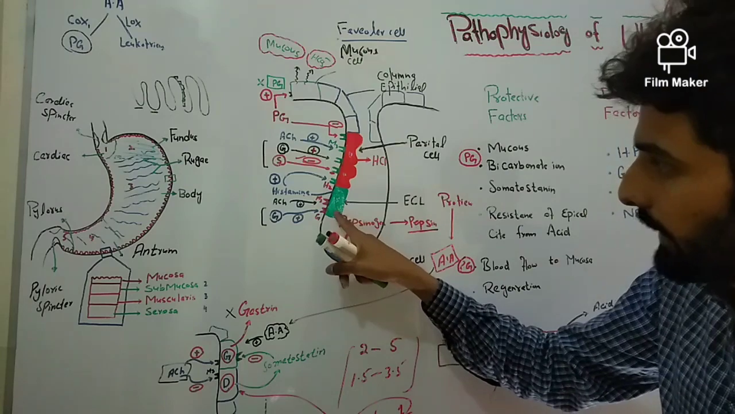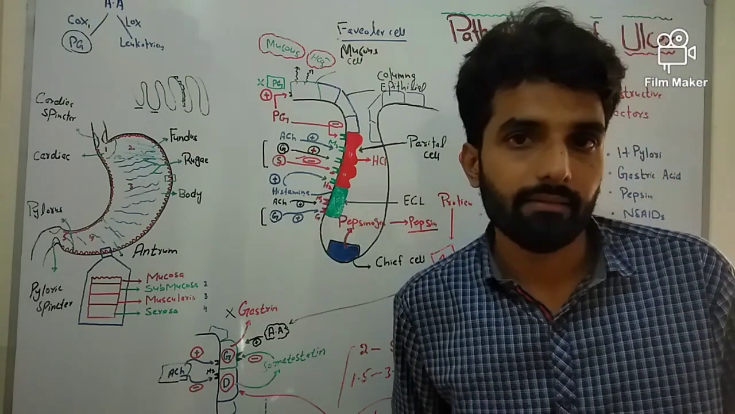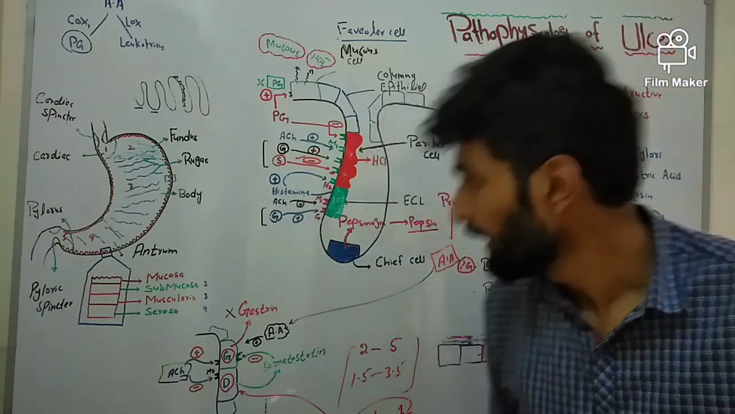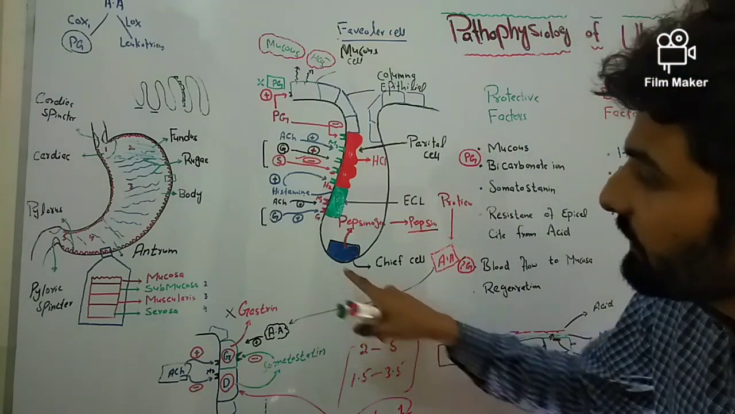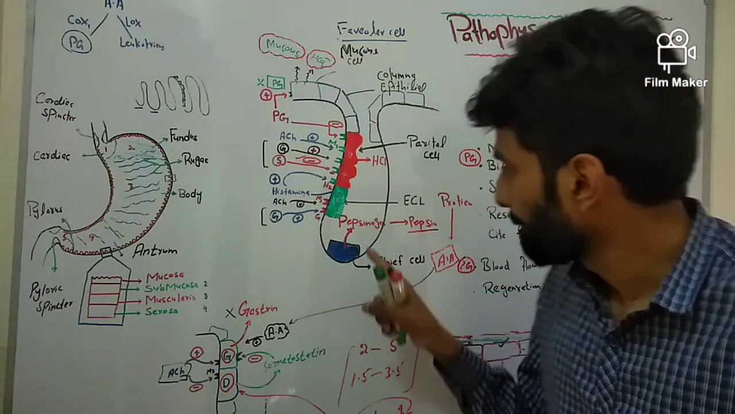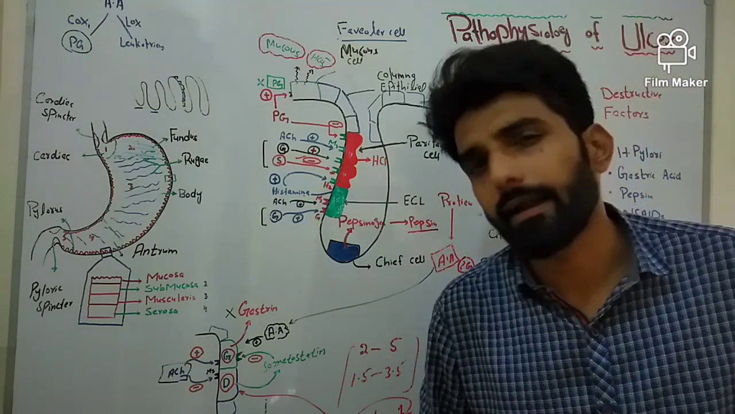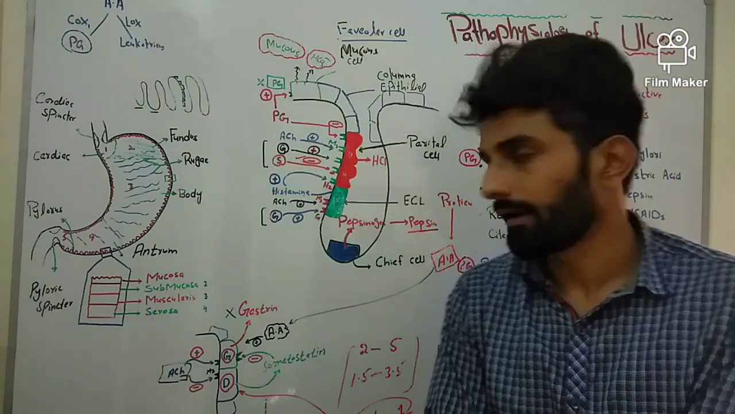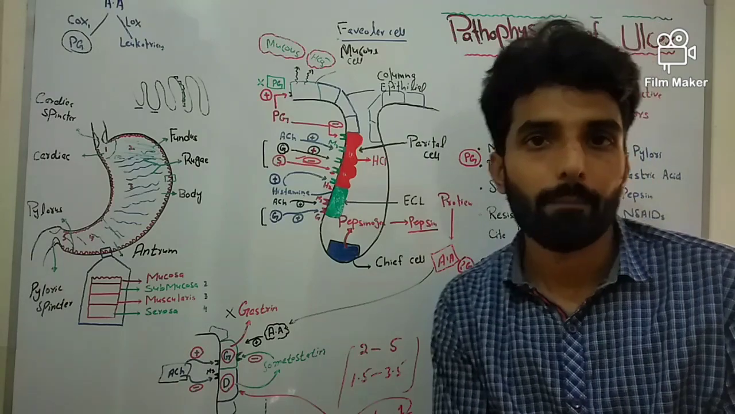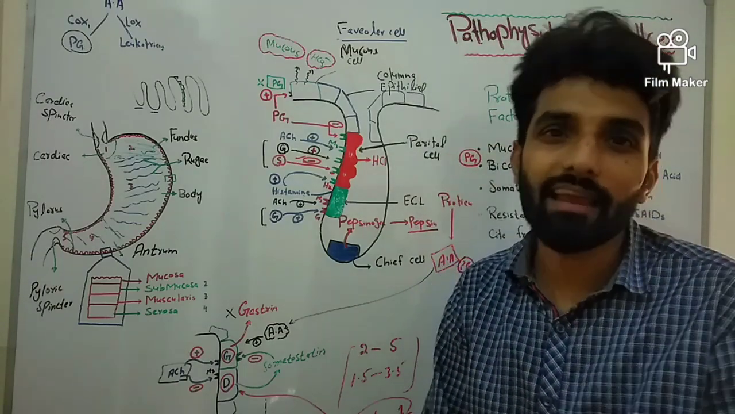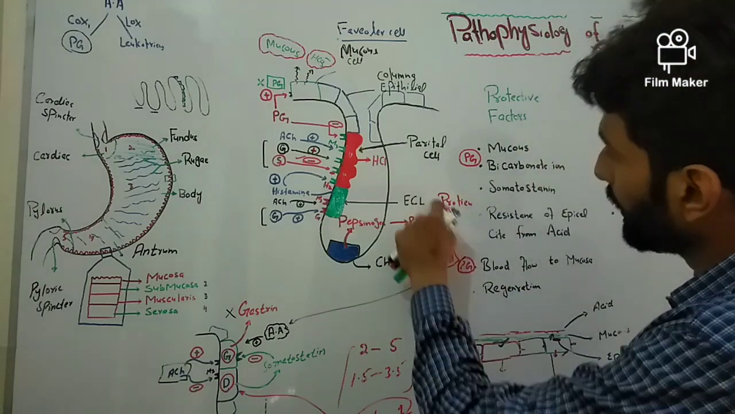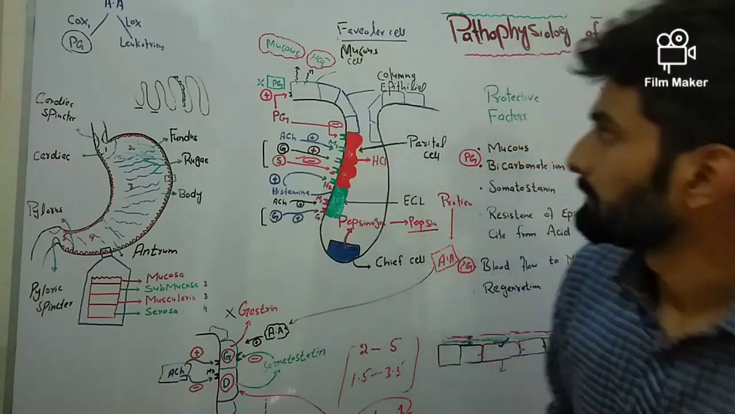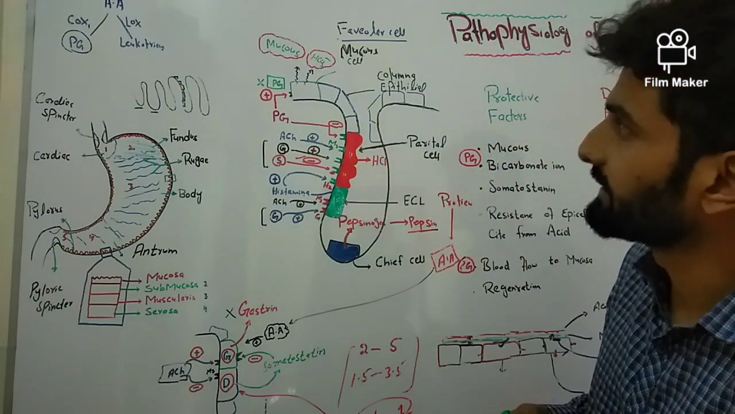Other than parietal cells, here you can see in green the enterochromaffin cells, which are responsible for the secretion of histamine. And at the last, chief cells are present. Chief cells release pepsinogen. Pepsinogen is an inactive enzyme, but when it comes in contact with HCl, it gets activated and is converted into pepsin. Pepsin is responsible for the digestion of proteins. This pepsin converts proteins present in the food into amino acids. Now, let's talk in detail about these cells.